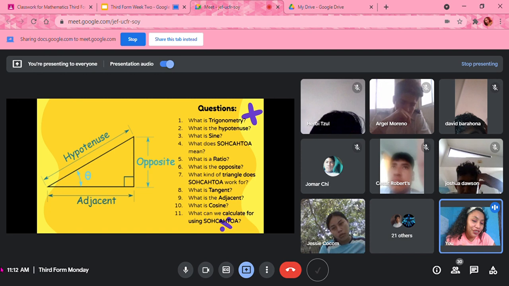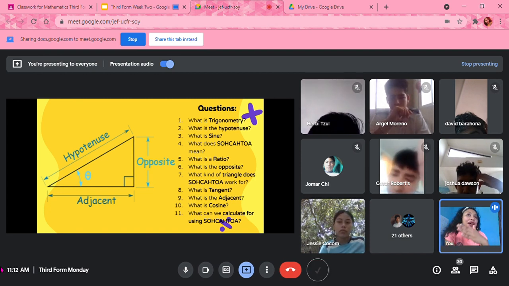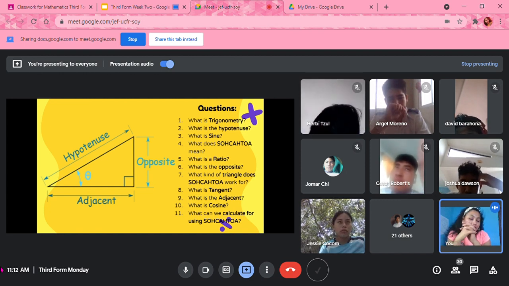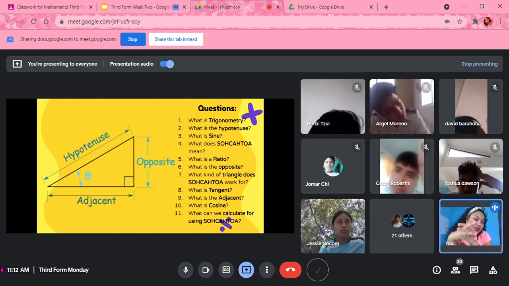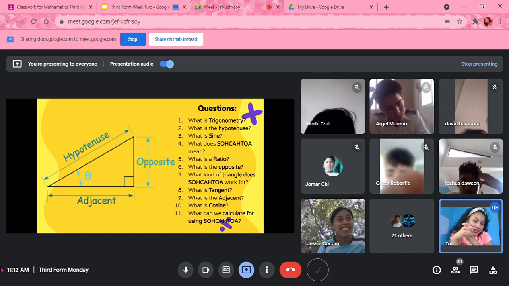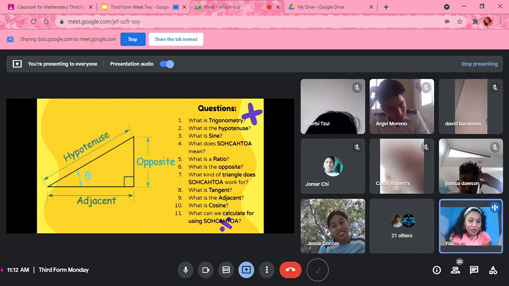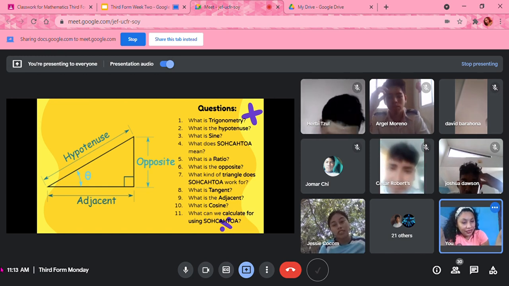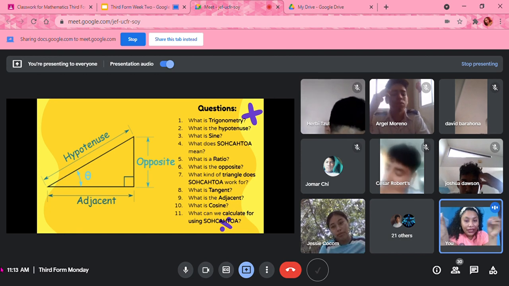So what the video just showed was the acronym. How do I remember the three formulas? Sine is equal to opposite over hypotenuse, cosine is equal to adjacent over hypotenuse, tangent is equal to opposite over adjacent. How do I remember those three formulas without confusing them? And the acronym is SOHCAHTOA.